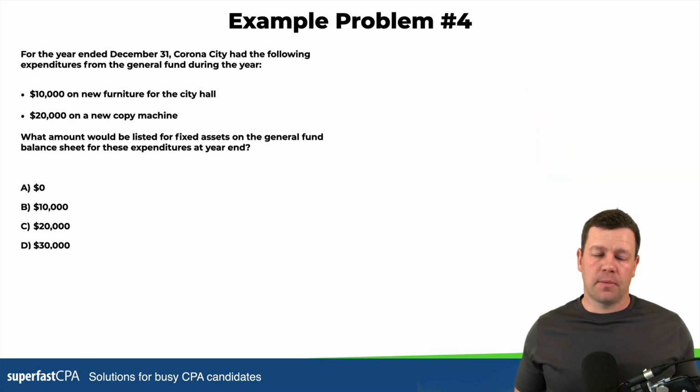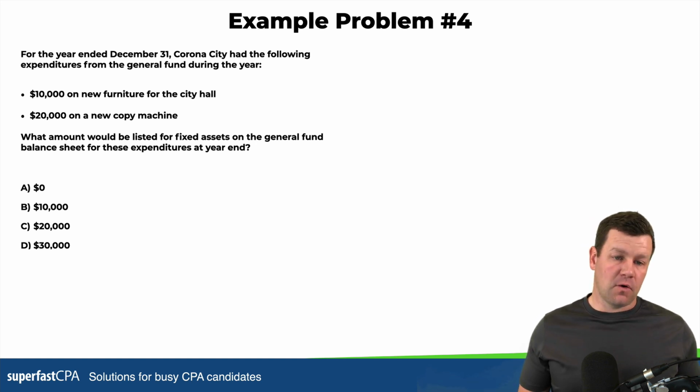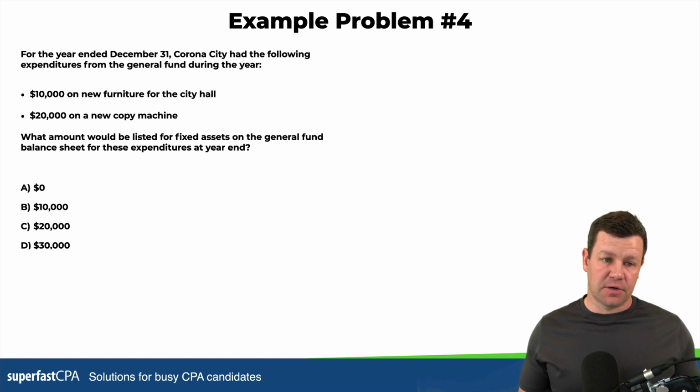Going on to example problem number 4. For the year ended December 31st, Corona City had the following expenditures from the general fund during the year. They spent $10,000 on new furniture for the city hall, $20,000 on a new copy machine. What amount would be listed for fixed assets on the general fund balance sheet for these expenditures at year end? Is it 0? Is it 10,000? Is it 20,000? Or would it be 30,000? Press pause, read through that again, and just think about it for yourself and make your best guess.